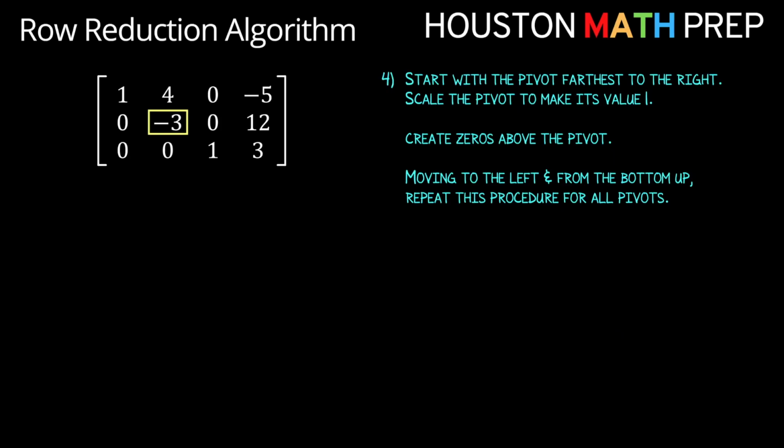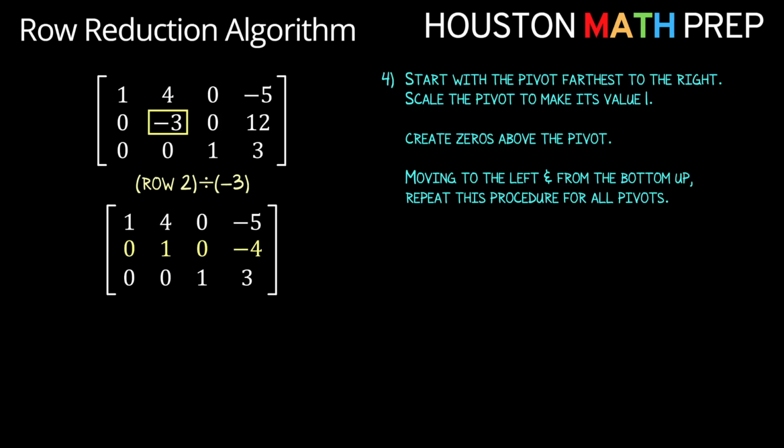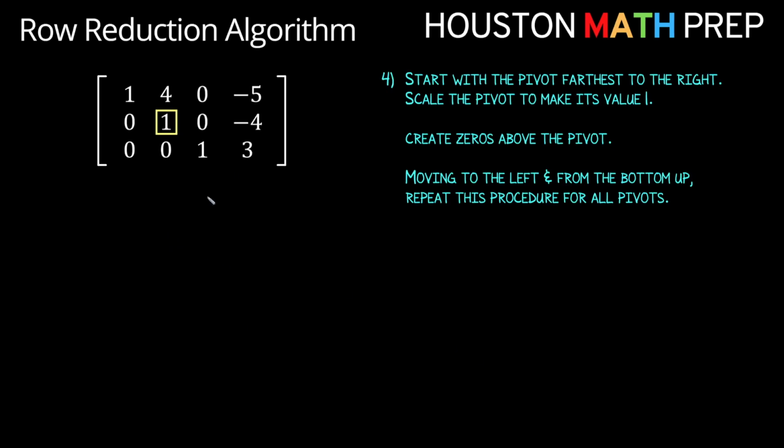So we can scale this pivot to a value of 1 by dividing by -3 or multiplying by the reciprocal of -3 if we prefer. Dividing row 2 by -3 leaves our zeros the same, and it gives us a 1 and a -4. We'll now use that pivot value of 1 to work on the entry above it. The only entry above this pivot in our matrix is our +4 entry. So using that pivot of 1 to reduce that 4 to 0, we would need to subtract 4 copies of the pivot row from row 1 to make that a 0 entry.